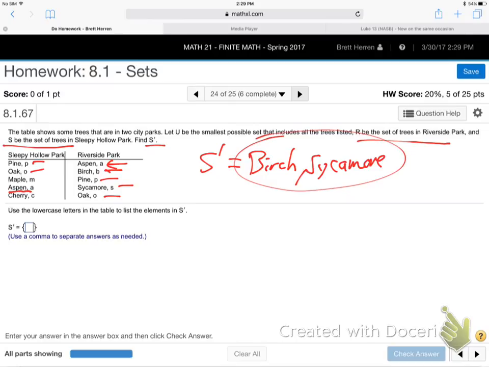So we would just input them as the letter? Use a comma to separate. Use lowercase letters in the table to list. Now you've got to type out the whole thing, I think. Birch and Sycamore. It would just be B and S.